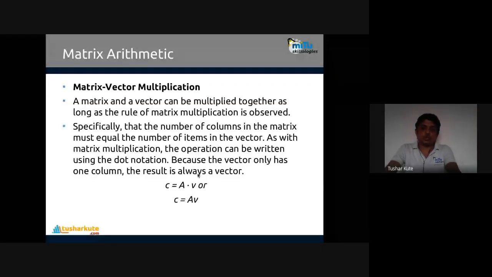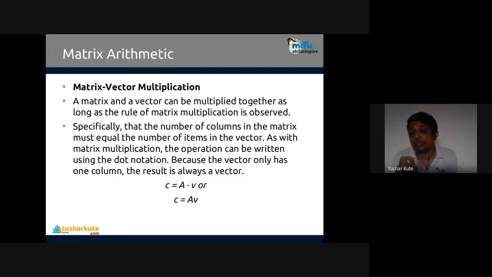Fine. Now another interesting operation is matrix vector multiplication. So how can matrix and vector multiplication be possible? Now see this one. A matrix and a vector can be multiplied together as long as the rule of matrix multiplication is observed.